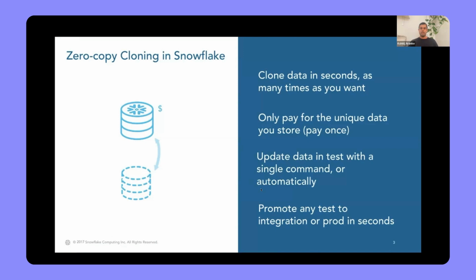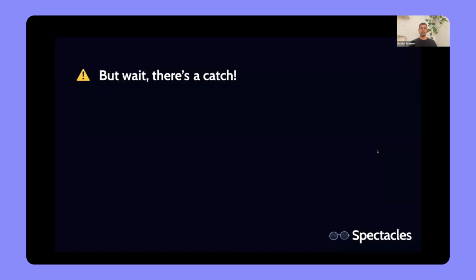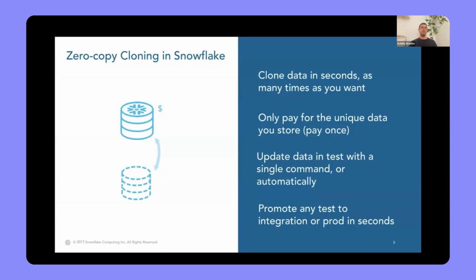So I think the last one is data in test in single command or automatically. This slide predates dbt clone, but that's what dbt clone helps you do. And then you can promote any test or integration to prod in seconds. Also what dbt does, dbt clone does. So that's kind of like the overview of what it is, a quick demo, and why I'd use it.